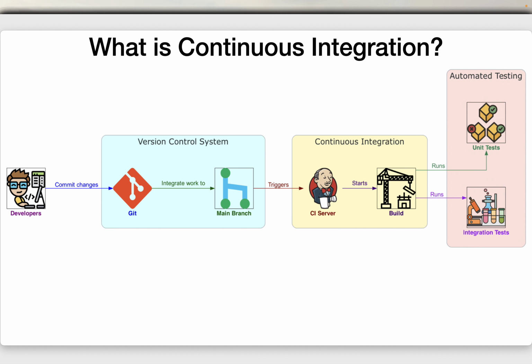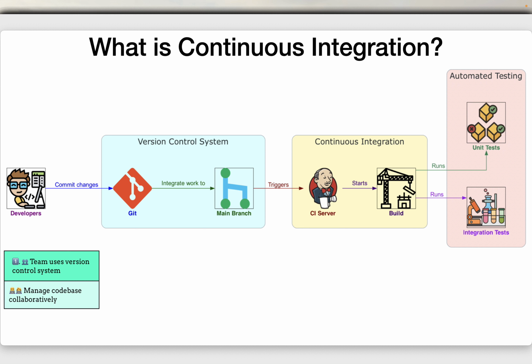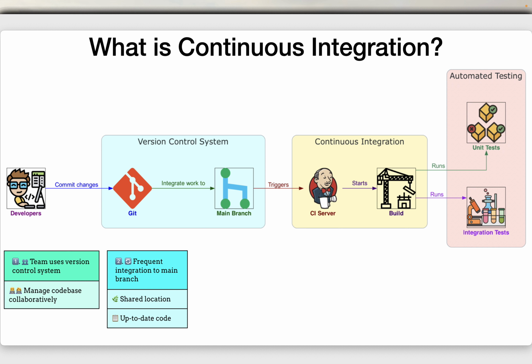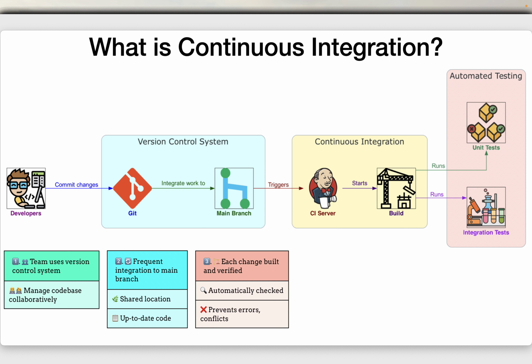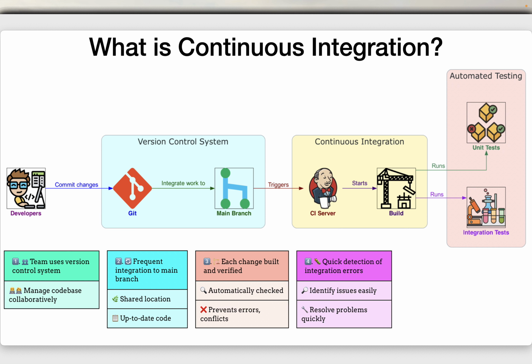So what is continuous integration? In continuous integration, members of a development team utilize a version control system to manage their code base collaboratively. Developers frequently integrate their work into a shared location, such as the main branch of the version control system, to ensure everyone is working with the most up-to-date code. Every time a change is made and integrated, the code is automatically built and verified to ensure it does not introduce any errors or conflicts. By building and verifying each change, continuous integration allows teams to detect integration errors as quickly as possible, making it easier to identify and resolve issues.